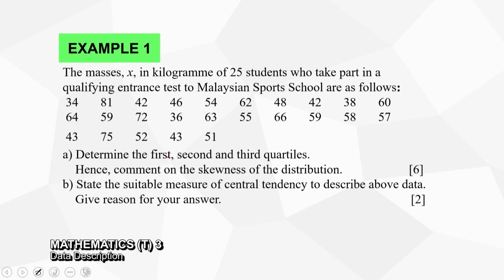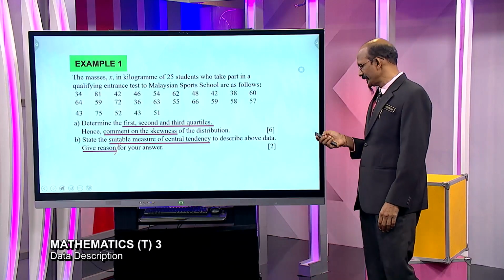And then part B: state the suitable measure of central tendency and give reason. If you notice, first we have to find the three quartiles, then we have to comment, and then we have to determine the suitable measure of central tendency and give the reason. Let us check the working.